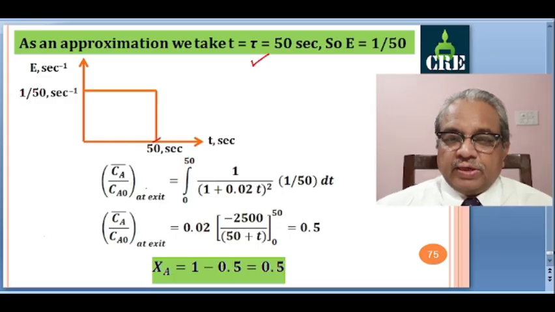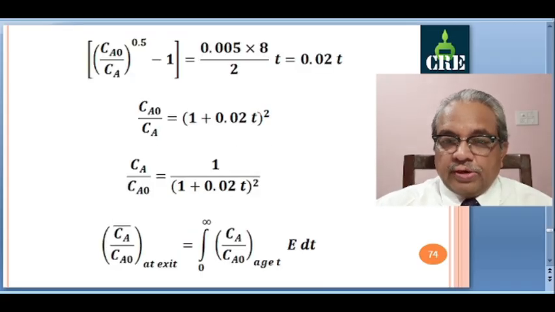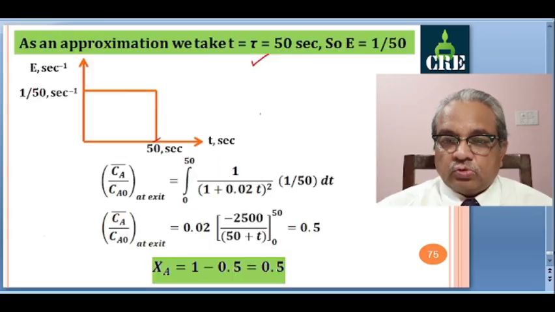Ca bar by Ca0 at exit is the integral from 0 to 50 of 1 upon 1 plus 0.02 t whole square times E. This we have already done: Ca by Ca0 is equal to 1 by 1 plus 0.02 t whole square. So this we have substituted, with E equal to 1 by 50. This 1 by 50 is taken outside, so we have written it as 0.02.